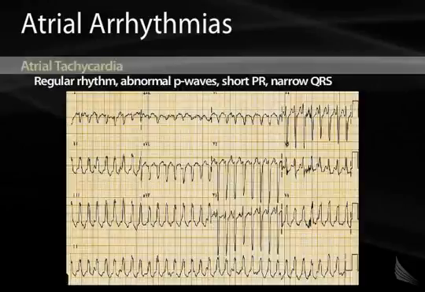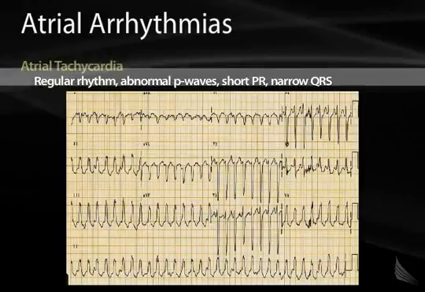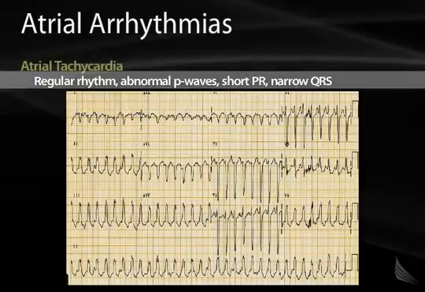Atrial tachycardia, here's another example of that as we saw before. The P wave is usually abnormal shaped and the PR interval is generally short. In this 12-lead EKG, you can barely see the P wave because it's almost buried within the QRS complex.